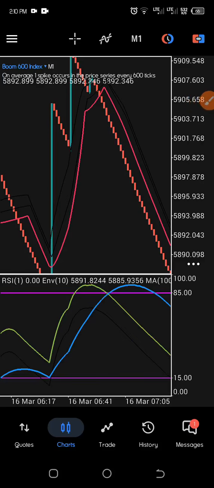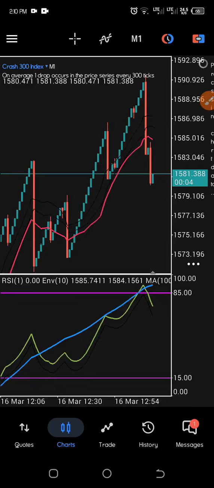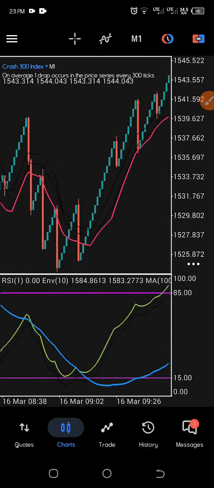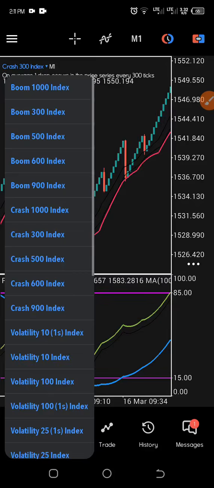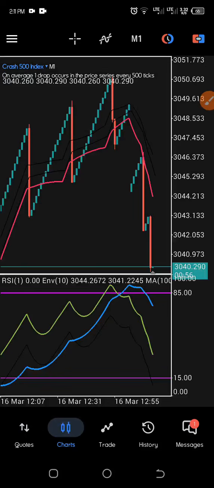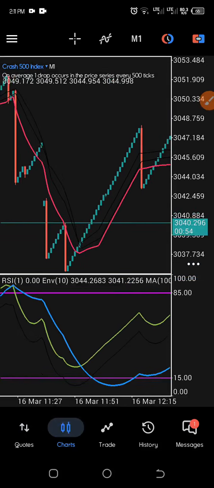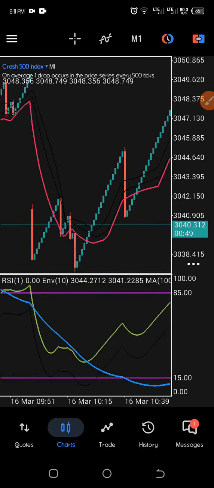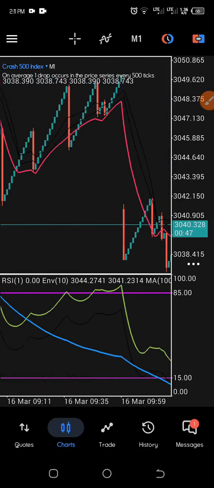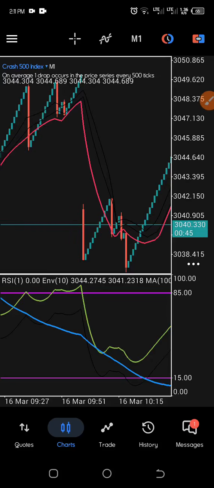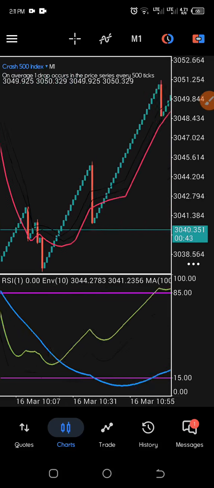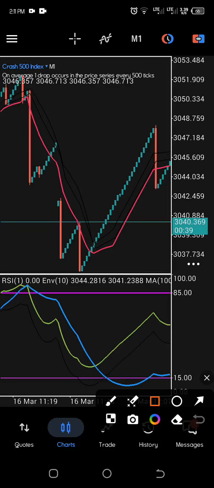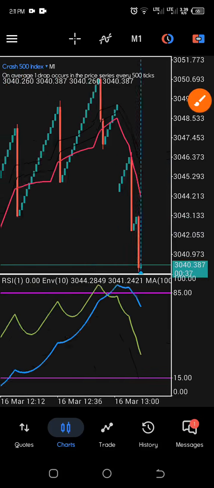Now let me give you guys one more example, and I'm going to do that on the Crash index. Let's look for a better trade. Let me use Crash for that. This is a recent trade right here from the price. Keep this in mind: when we are trading with this strategy, this is what you are looking out for on the Crash index.